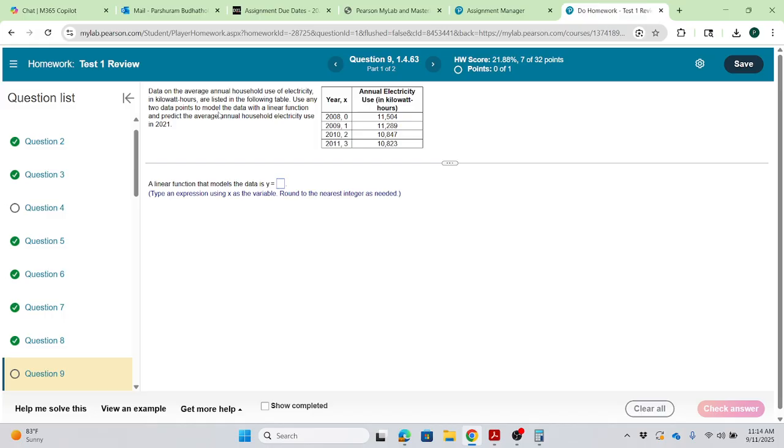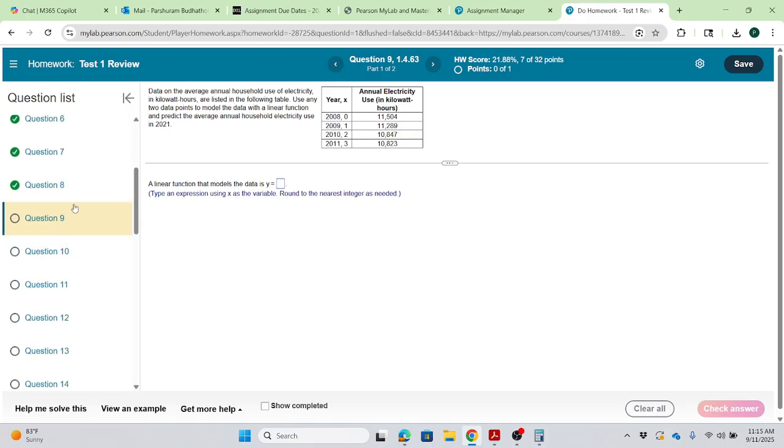Okay, so this problem is very similar to a previous problem. You have the x coordinate, you have the y coordinate. You try to model this data using the linear equation. Do exactly the same thing we did before, and then answer the question.